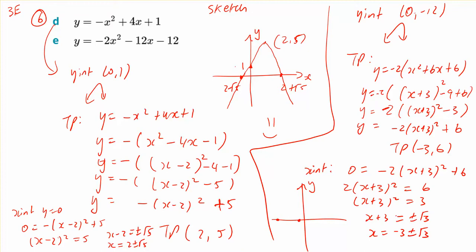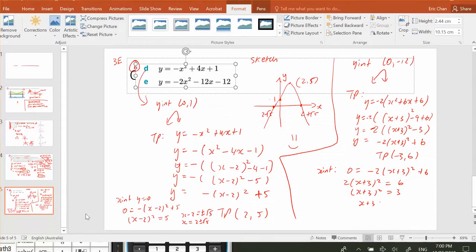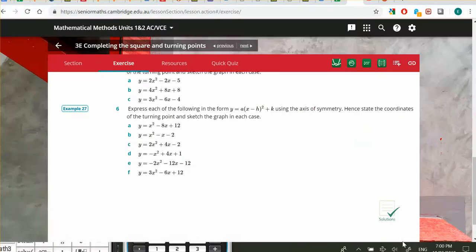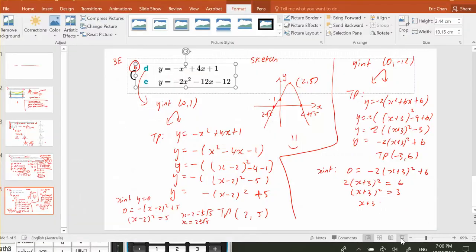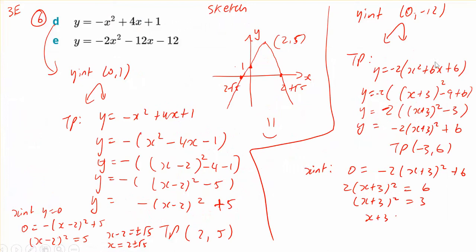So I'm going to just remove this. Go back to it. Oops. Go back to PowerPoint. I'm going to redraw this. Oops. For some reason, it cut off everything.